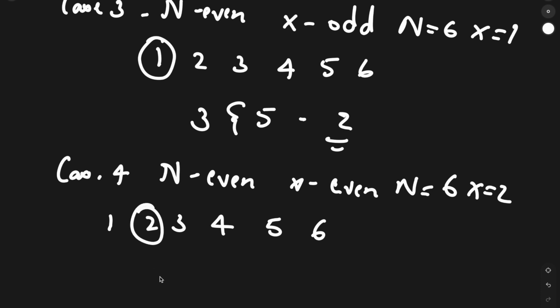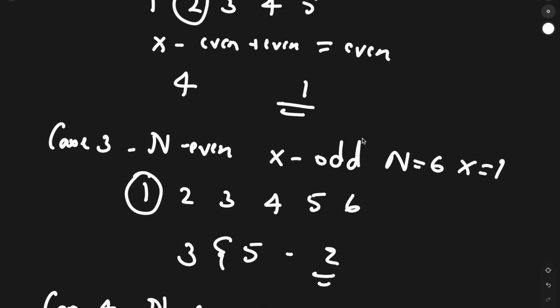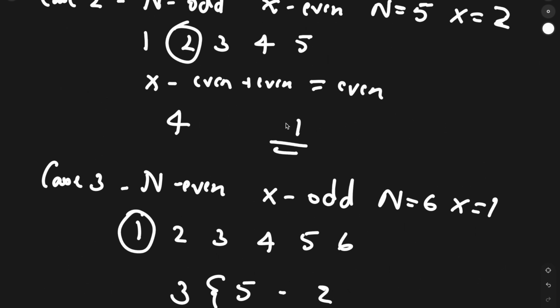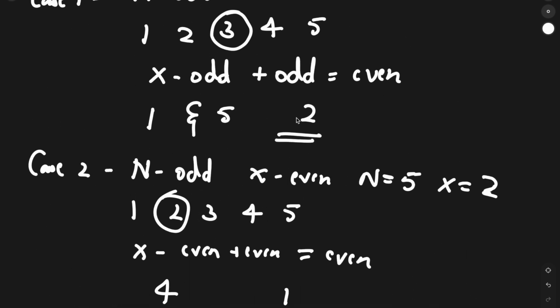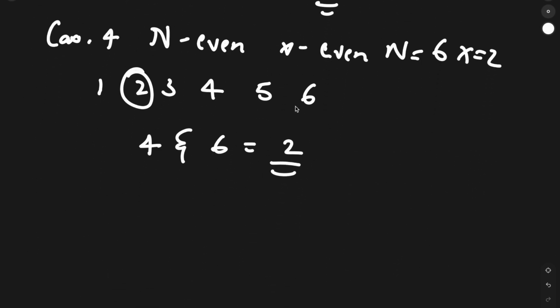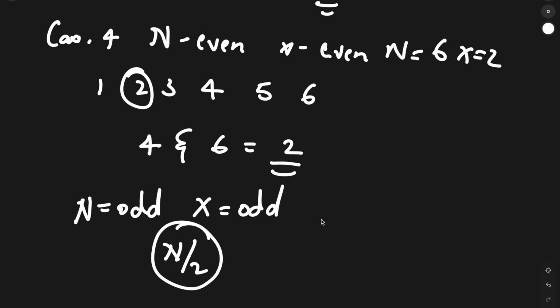So you can see in every case except case 1, the answer is n/2 minus 1, and in the first case when both are odd, it's n/2. That is because if you have an odd number and you select, there are more odd numbers than even, and if you take one odd out, you are left with n/2 odds. But in the case of even, if you take an even number out, you are left with only n/2 minus 1 even numbers left in the group. So the answer will be n/2 minus 1.